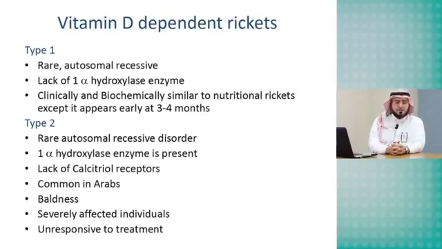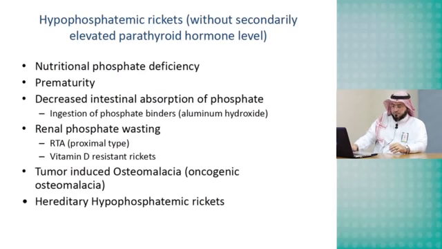In this type, the hypocalcemia is usually severe, and clinically the bone deformities are severe, and the affected children suffer from manifestations of hypocalcemia. And a very important message for type 2 vitamin D dependent rickets is that it is very hard to treat, very difficult to treat. Why? Because the receptor is resistant.